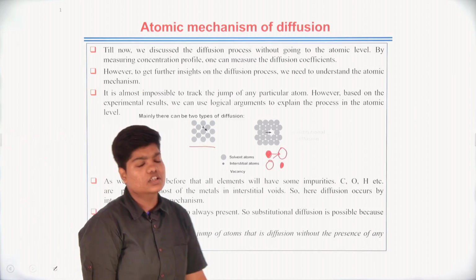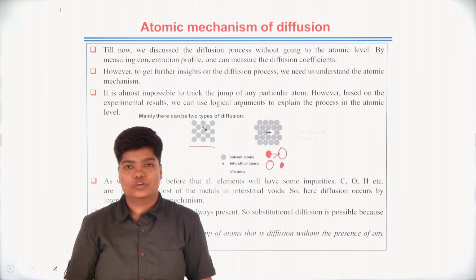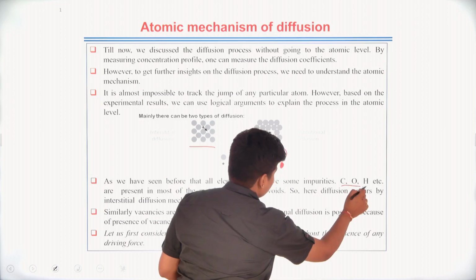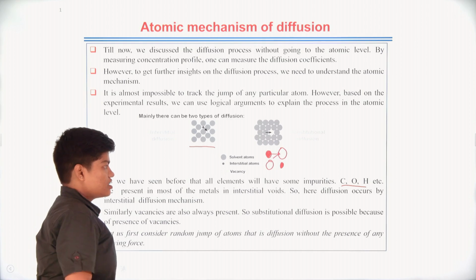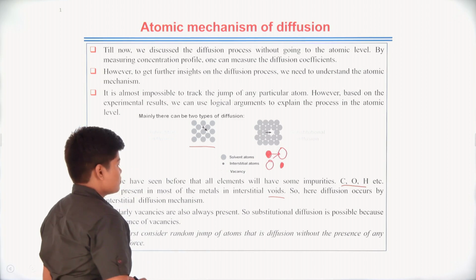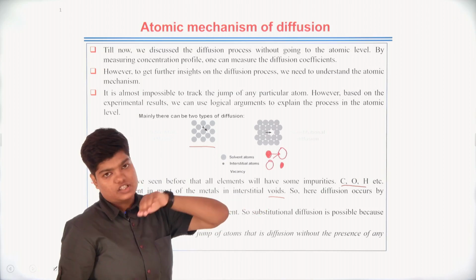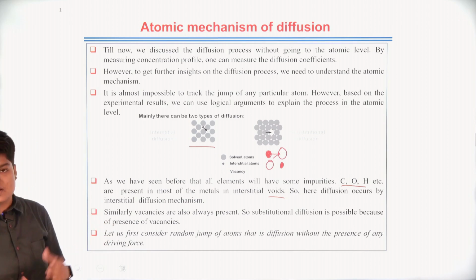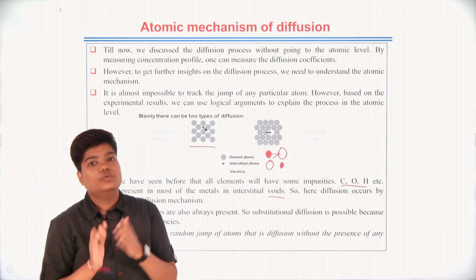Generally, what are the elements present in metals? That can be carbon, oxygen, or hydrogen. These are the general elements present in metals. So in interstitial voids, and also in substitutional voids, diffusion occurs, because elements like carbon, oxygen, hydrogen will go to another interstitial site, so a vacancy void will be created. Similarly, vacancies are always present in every metal, so substitutional diffusion is possible without any driving force.